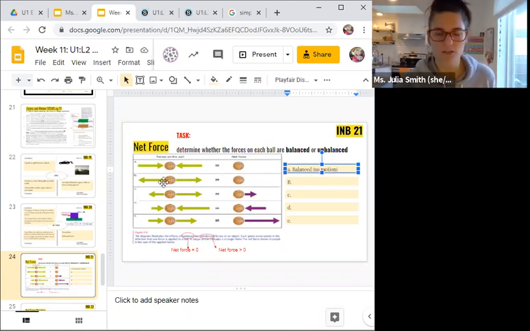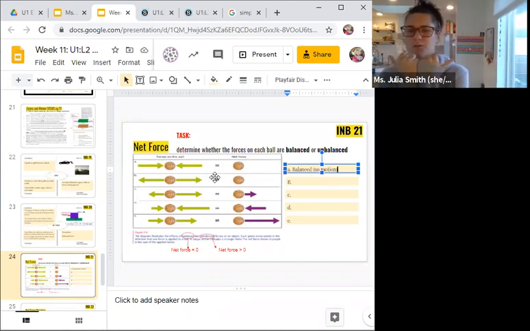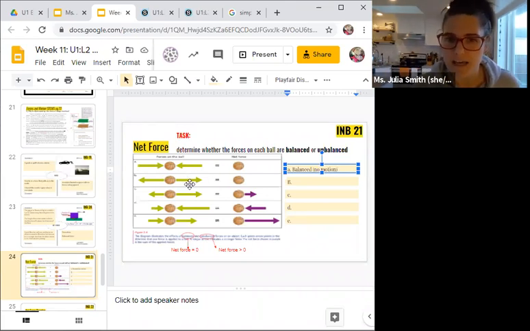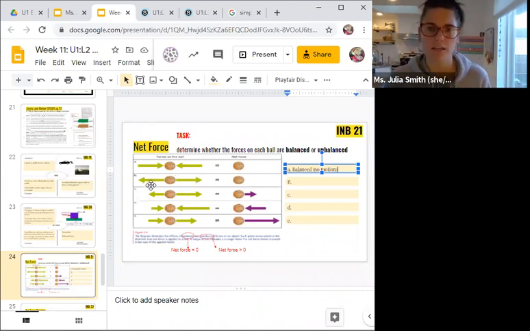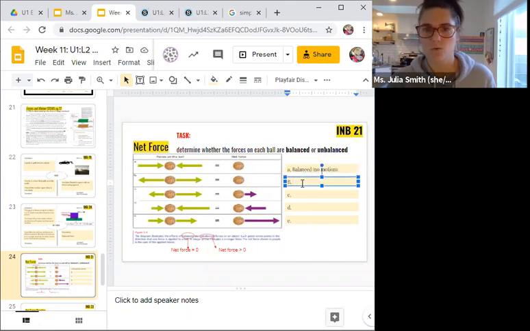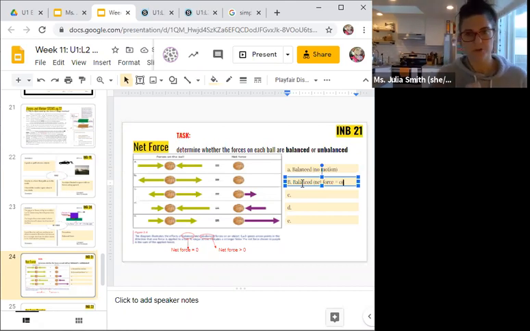On this next one, we have forces pulling on the ball in opposite directions. They're pulling away from each other. But again, the arrows are equal in size, which means they're the same force. This results in no net force. When we have no net force, there's no motion. No motion means balanced forces are at play. So when we have a net force that equals 0, we know that the forces are balanced.